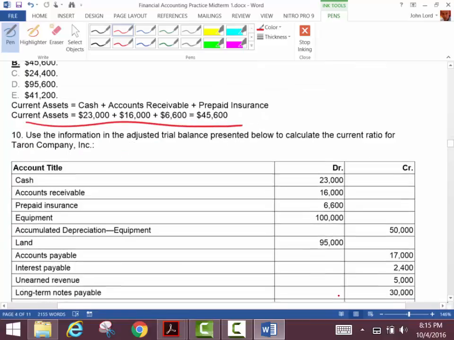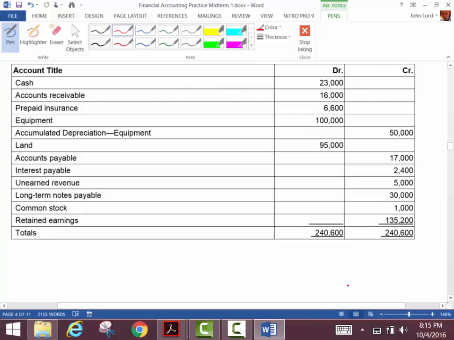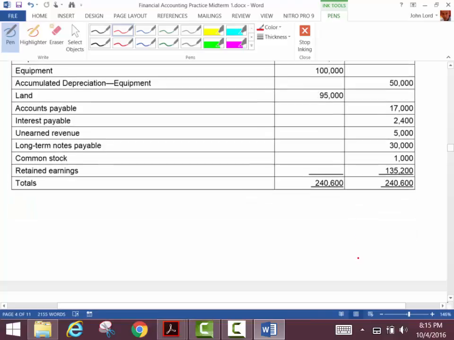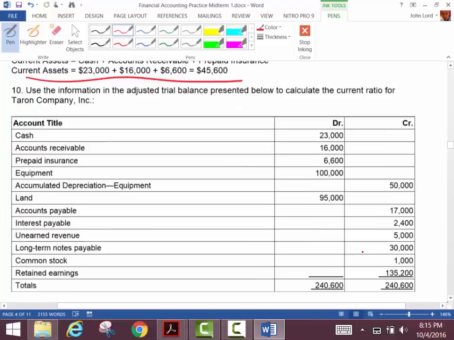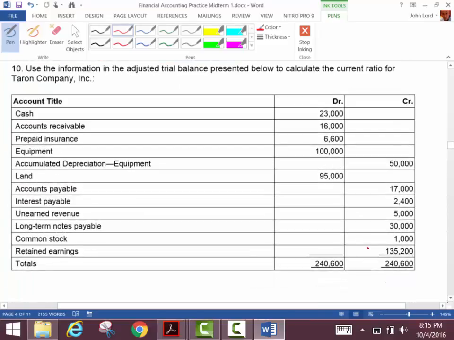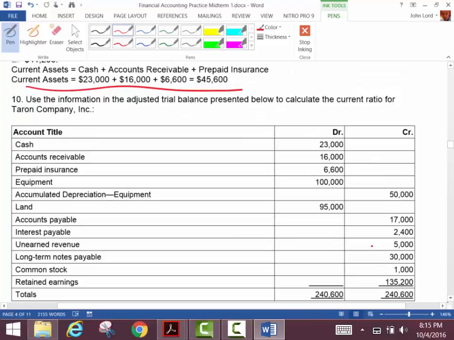Office supplies probably would be current, right? You don't buy 3 years worth of office supplies, right? I mean, you're usually going to last maybe a quarter or so with those. Good. How about now the current ratio? This one's asking me for the current ratio. Current ratio is what? Current assets divided by what? Current liabilities, right?